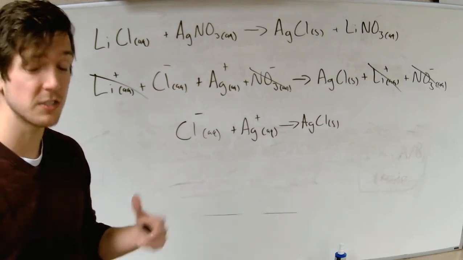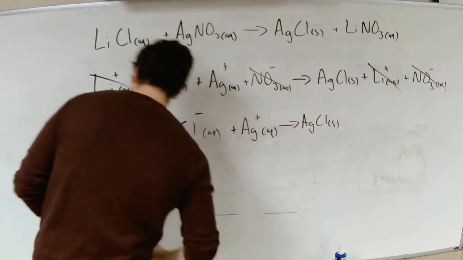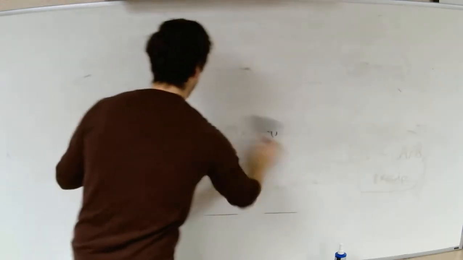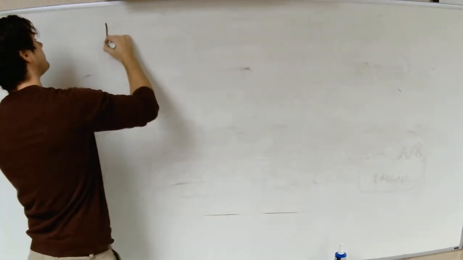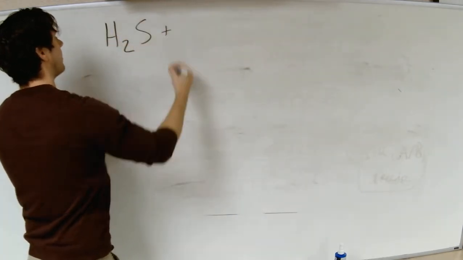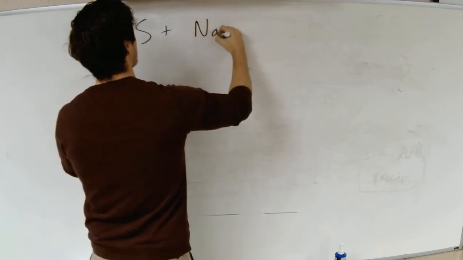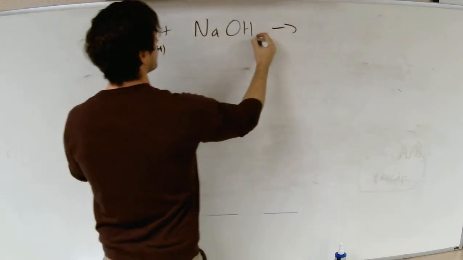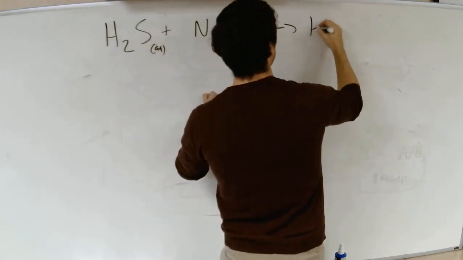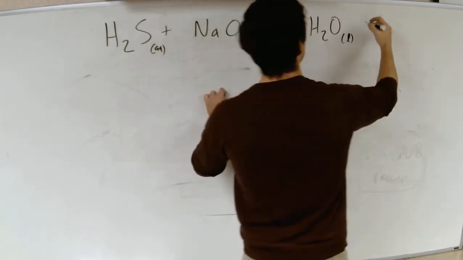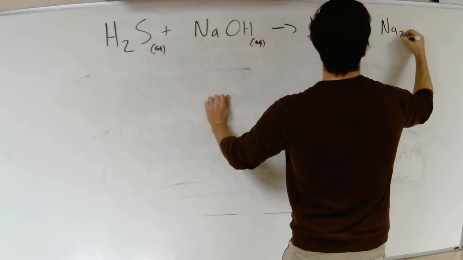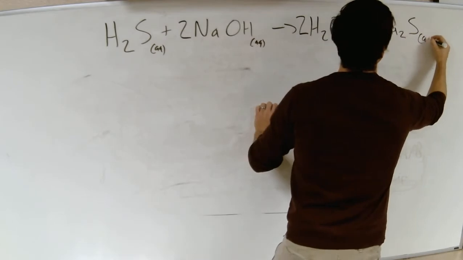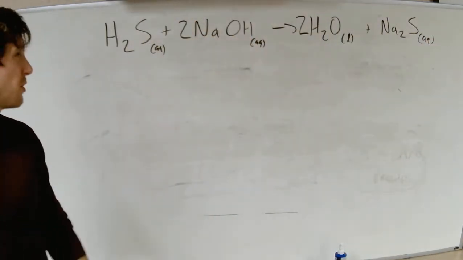Hopefully that's getting a little better. Let's go ahead and do another one. Let's do an acid-base reaction of H2S and sodium hydroxide. These are both aqueous. Most strong acids and bases are aqueous, which we will talk about another time. H2O liquid, and let's go with Na2S. And let's balance this out. And we'll say sodium sulfide is aqueous. Usually most things with sodium are aqueous.